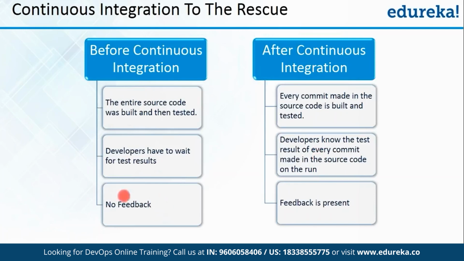And when we talk about feedback, there was no feedback present earlier, but in continuous integration, feedback is present. For every commit you make to the source code, you'll be provided with the relevant result. Alright? So now let us move forward and see what exactly continuous integration is.